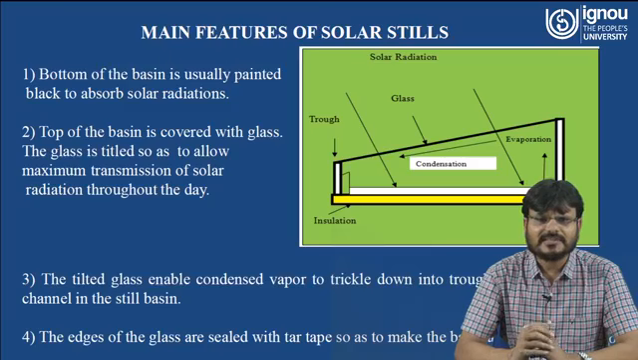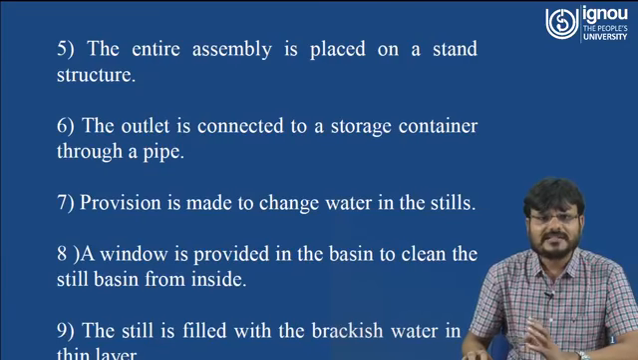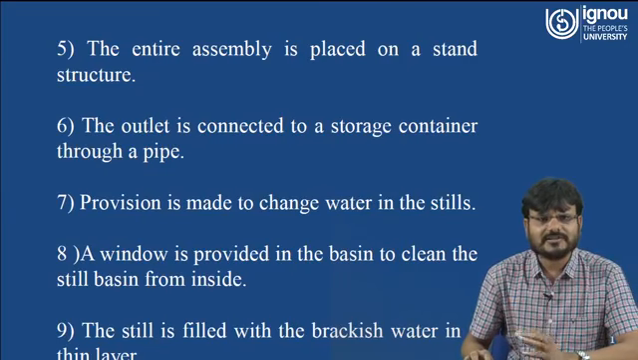The tilted glass enables condensed vapor to trickle down into troughs, a built-in channel in the still basin. The edges of the glass are sealed with tar tape so as to make the basin airtight. The entire assembly is placed on a stand structure. The outlet is connected to a storage container through a pipe. Provision is made to change water in the stills. A window is provided in the basin to clean the still basin from the inside. The still is filled with brackish water in a thin layer.